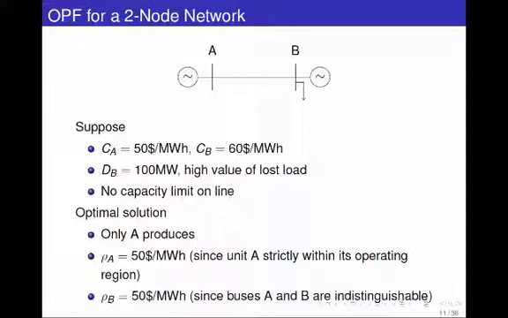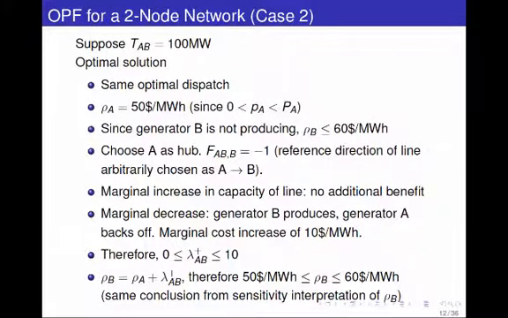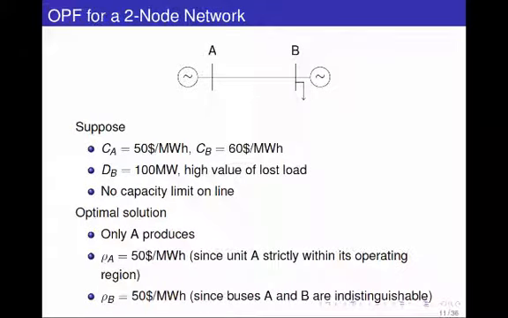Basically, what I'm going to do is, if I tell you that there is no capacity limit on the line, you might as well think of this network as something like this. It's the same thing, right? If there is no capacity on the line, the line doesn't exist. But now I'm going to introduce a limit of 100 megawatts. So if I introduce a limit of 100 megawatts, does anything change with respect to the primal solution?